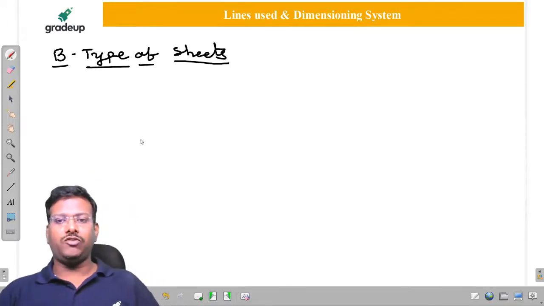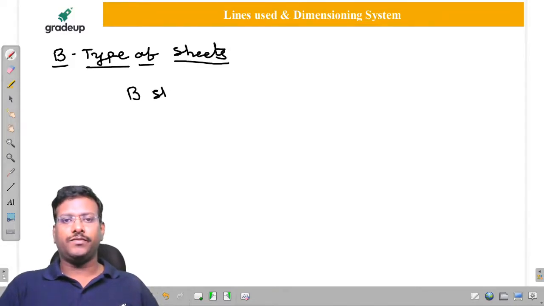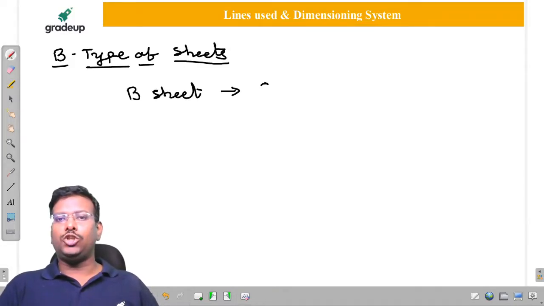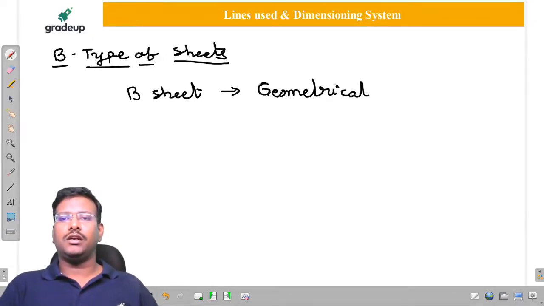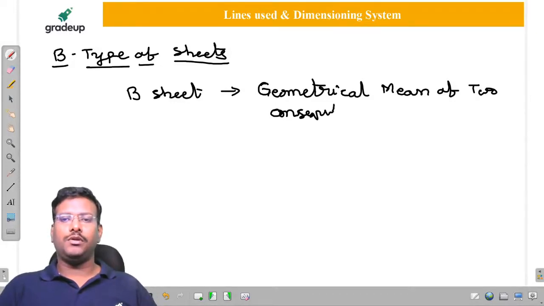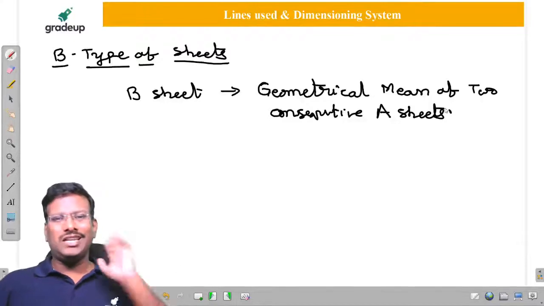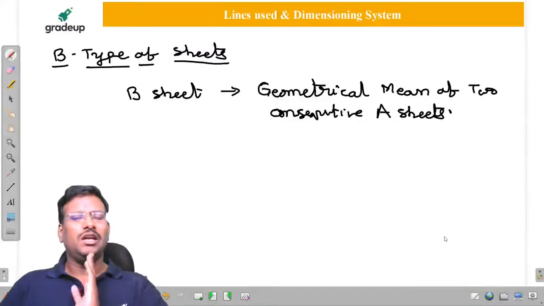Now a B type of sheet is a geometrical mean of consecutive A type of sheets. Mean of two consecutive A sheets. I can't understand this statement, sir. What is this word consecutive A type of sheets?